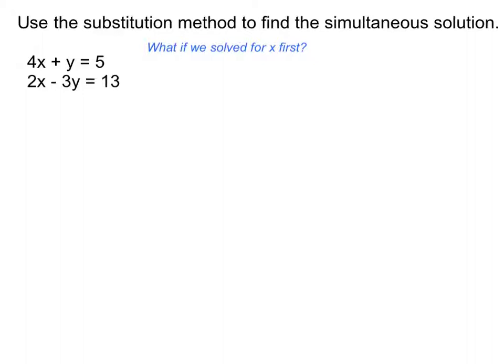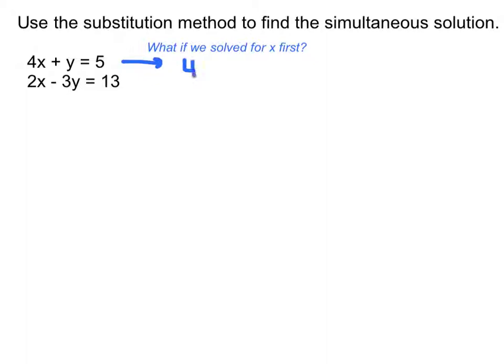Now I just want to address, sometimes we don't choose the easiest way to start off with at first, and that's okay, but I want to demonstrate what would happen if instead of solving the first equation for y, you decided to solve for x instead. It's not too big of a deal, but you'll see what happens and what you might have to do to solve the equation. So if we had instead solved for x first, let me rewrite that.